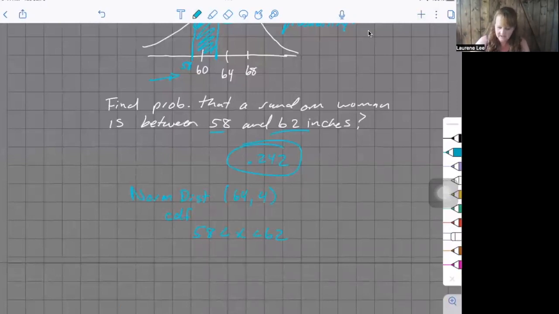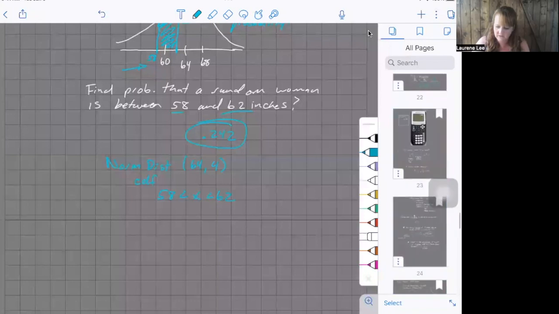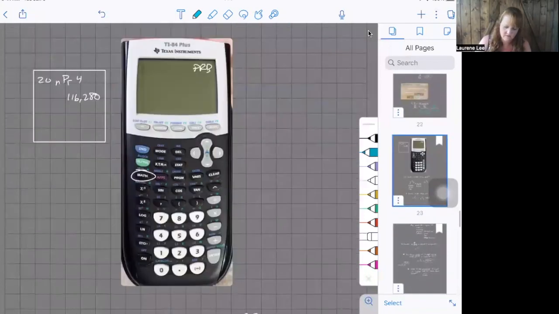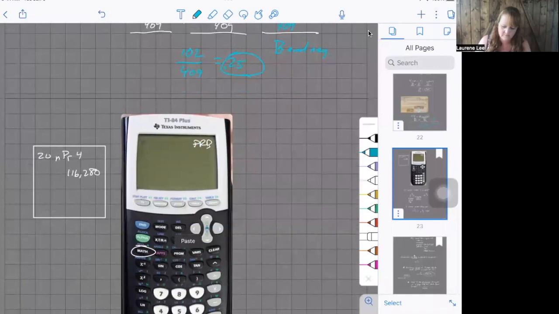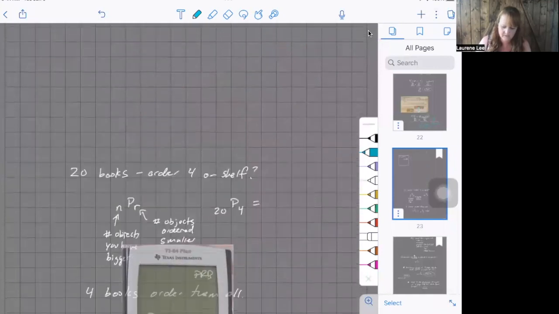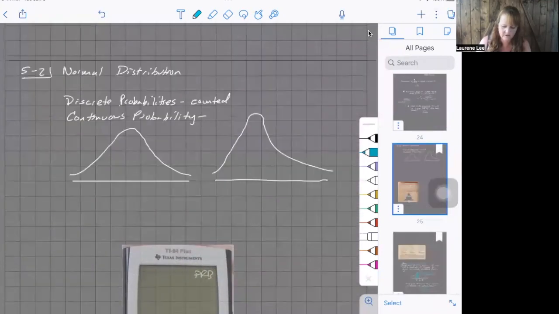Now, if you're on a TI, let's walk through that really quickly. Let me pull this down with where we are.